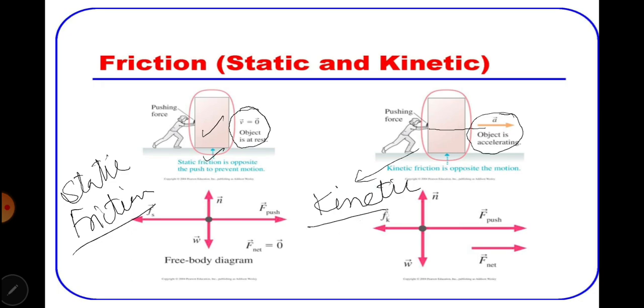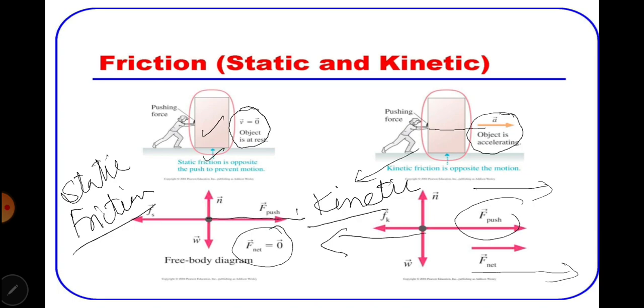Kinetic friction. Applied force is in this direction. Kinetic friction is in this direction. Net force is in this direction because it produces acceleration. Here the net force is 0 because the pushing force and the friction force are equal.